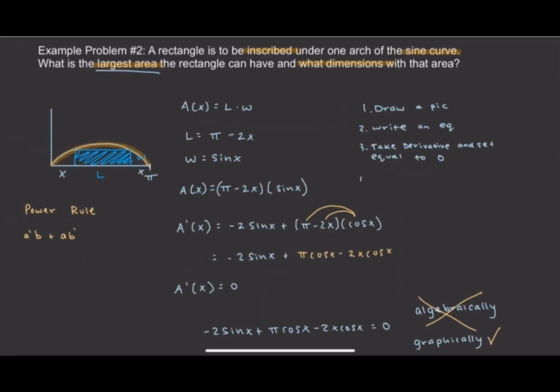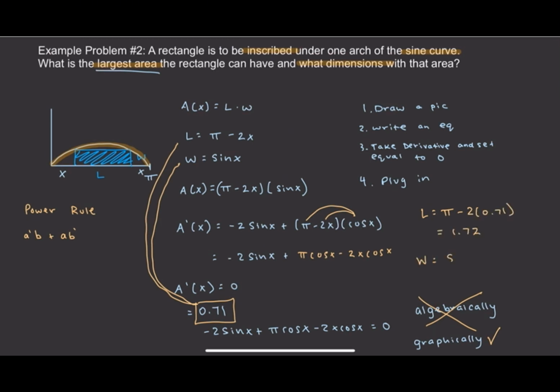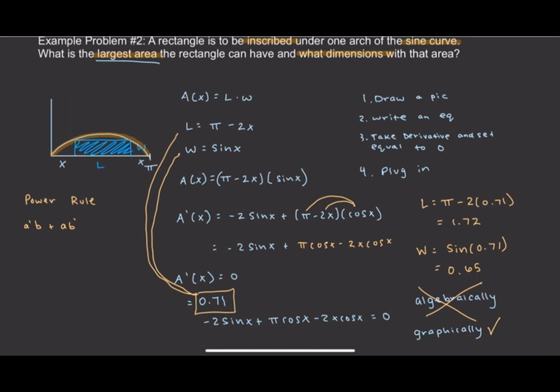The fourth step of our strategy tells us to plug this value into the original equation. Let's start by plugging 0.71 into the length. The length at x equals 0.71 is 1.72 units. Now let's evaluate the width at 0.71, and we get 0.65 units. By multiplying the length and width values together, we will get our maximum area, which is 1.12 units squared.